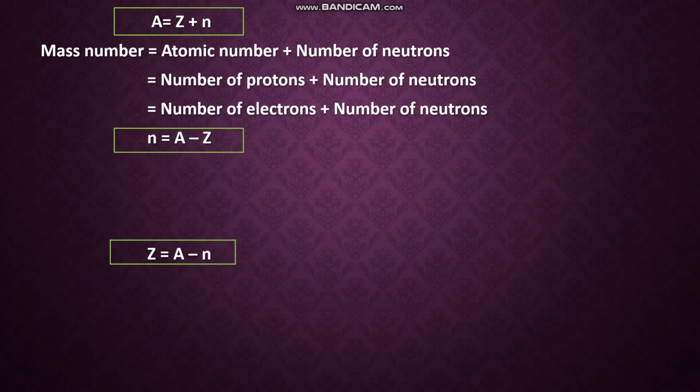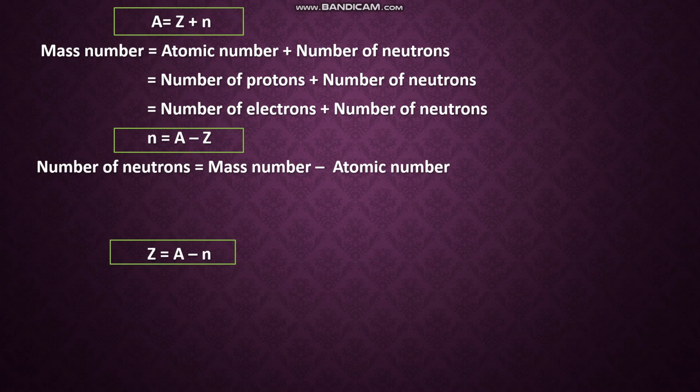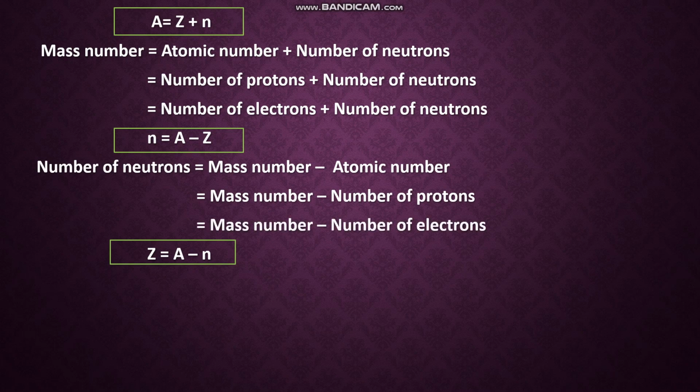Now how to find out the number of neutrons? N is equal to A minus Z. That means number of neutrons is equal to mass number minus atomic number. As atomic number is equal to number of protons, we can also write it as mass number minus number of protons. It can also be written as mass number minus number of electrons. So number of neutrons, how to calculate? Mass number minus atomic number, or mass number minus number of protons, or mass number minus number of electrons.